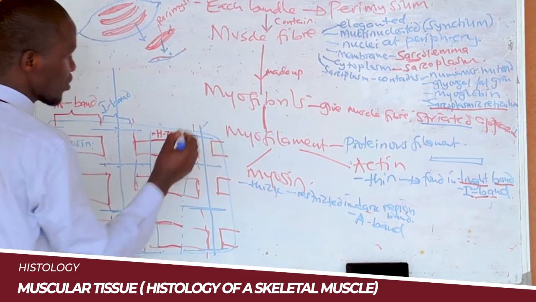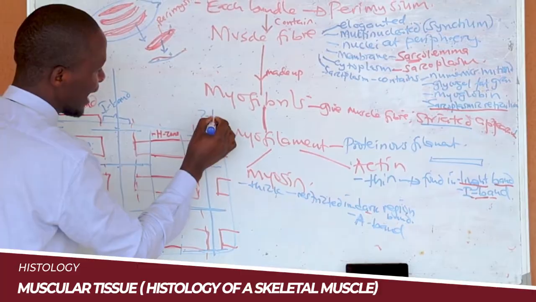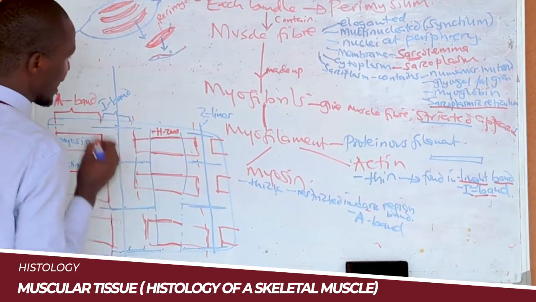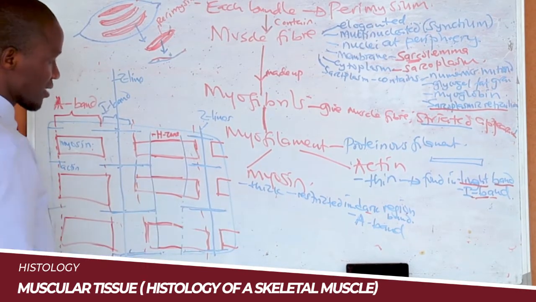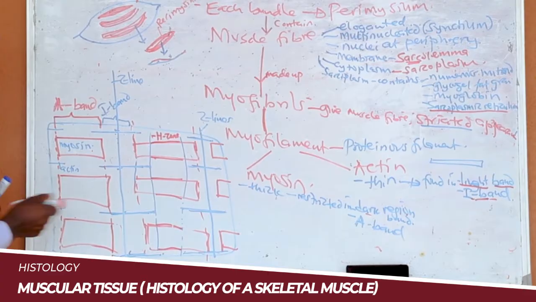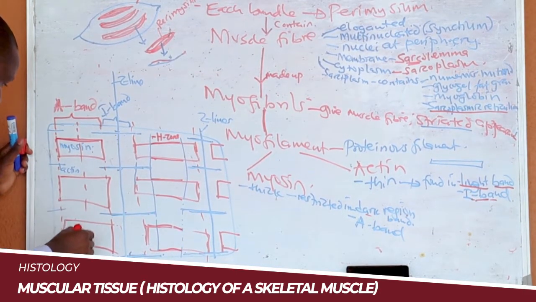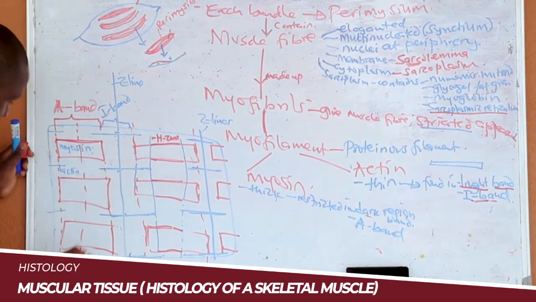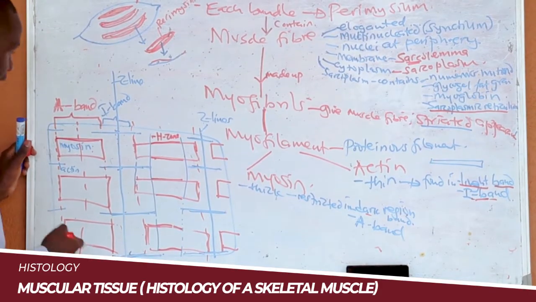Now, this line which passes through the actin has a special name, and we call them Z lines. So we have a Z line here, and we also have a Z line here. These are lines which are passing through the actins, just like the way we also have lines which pass through the myosin. When you have a myosin here, a myosin here, and a myosin here, we have a line which passes through all these myosins. This line which passes through the myosin, we call it the M line.